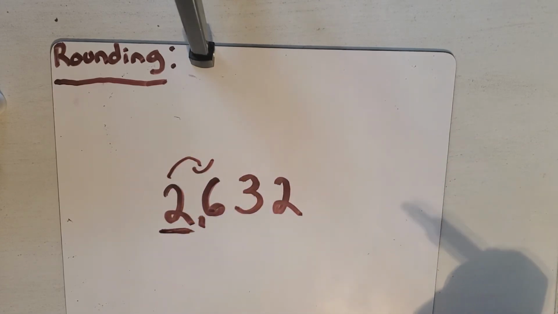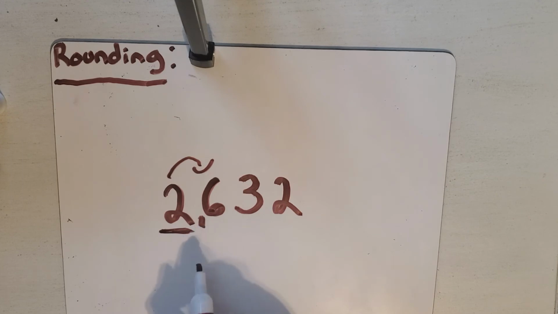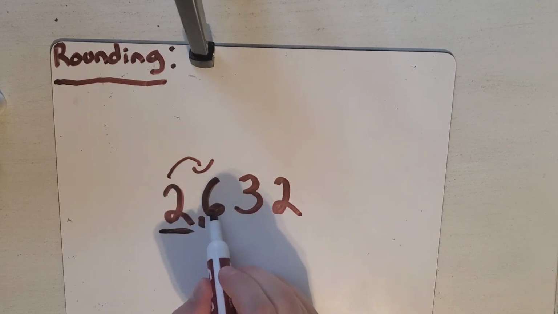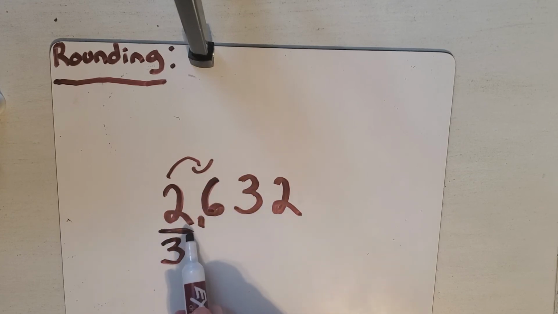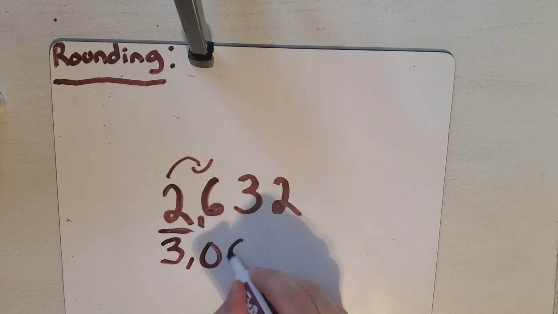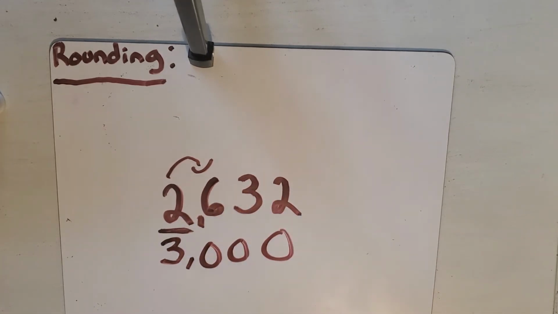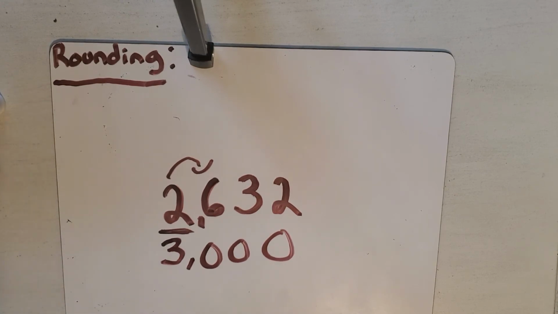If the number next door is more than 4, add 1 more to my underlined number. Is my number next door more than 4? Yes, it's 6. So I'm going to add 1 more to 2, which is 3. Everything after the underlined number becomes a 0. So 2,632 rounded to the nearest 1,000 is 3,000.